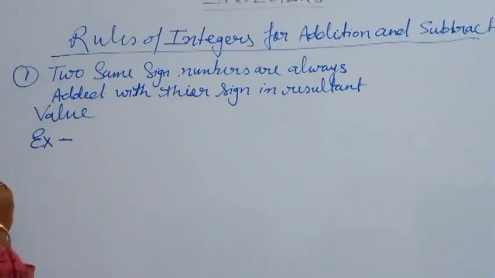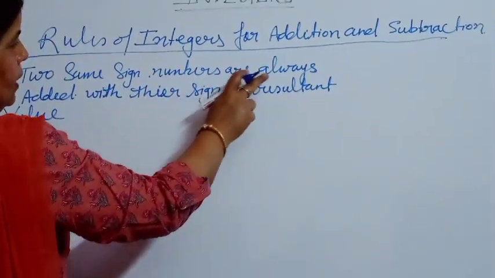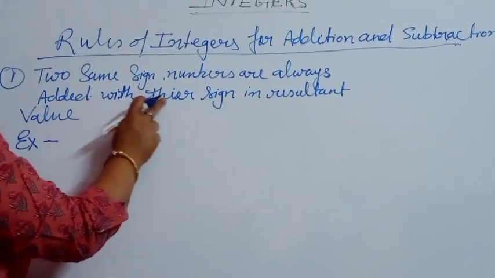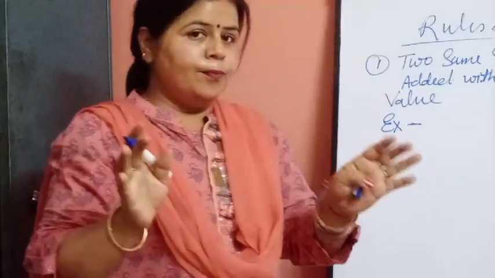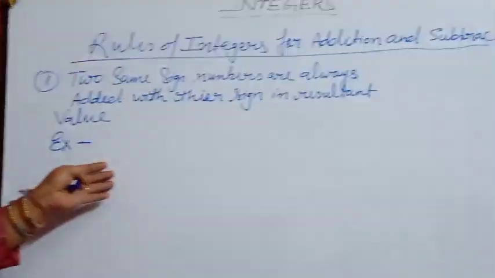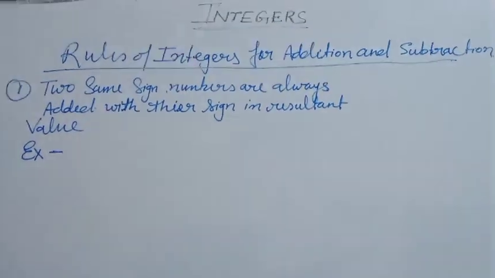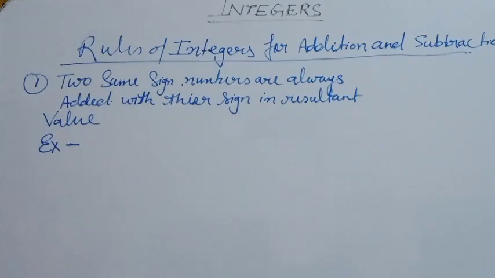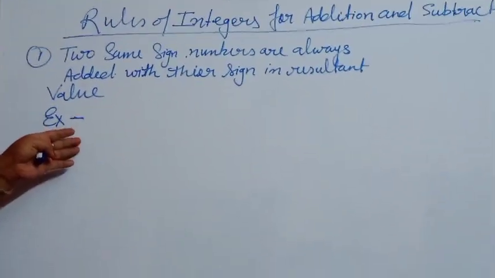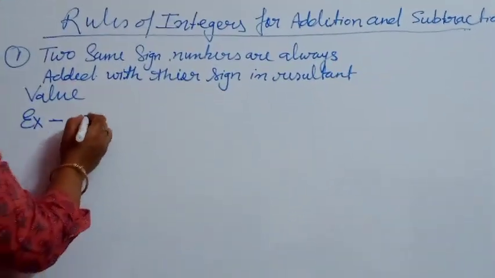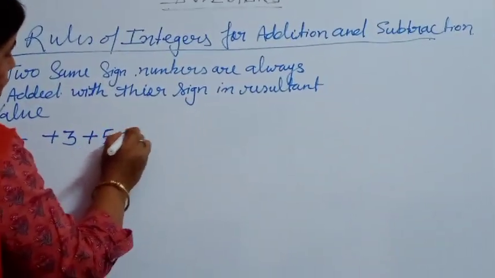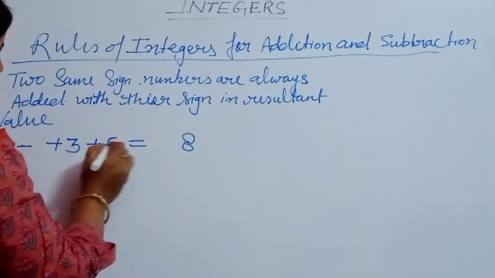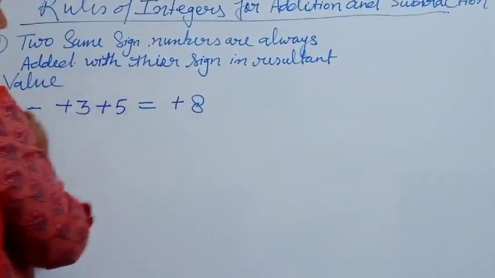For example, two same sign numbers are always added with their sign in resultant value. Means suppose we have two plus values, we will add them and in that result also we will have a plus sign. For example, plus 3 plus 5. You just add them and in the resultant value also we will have a plus sign.